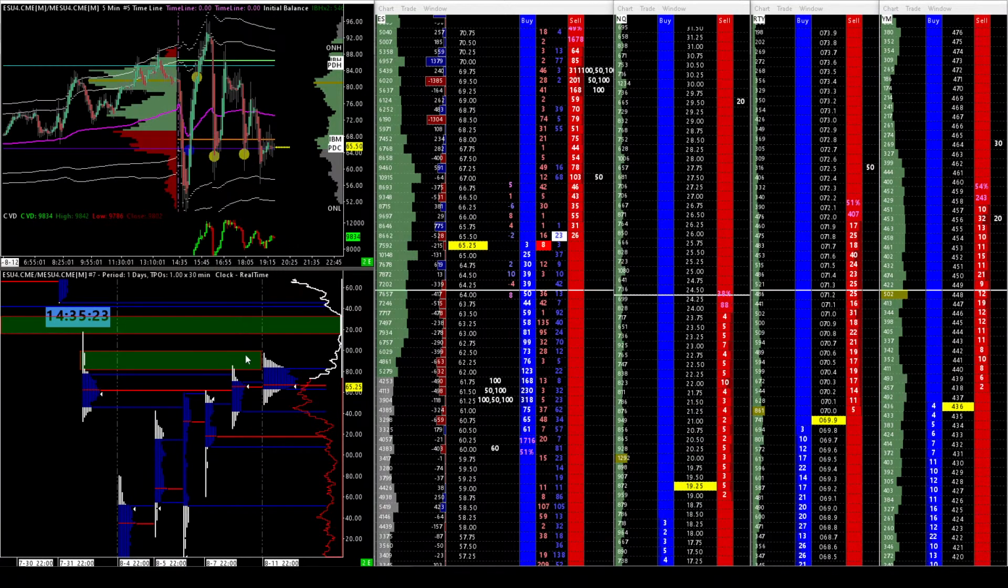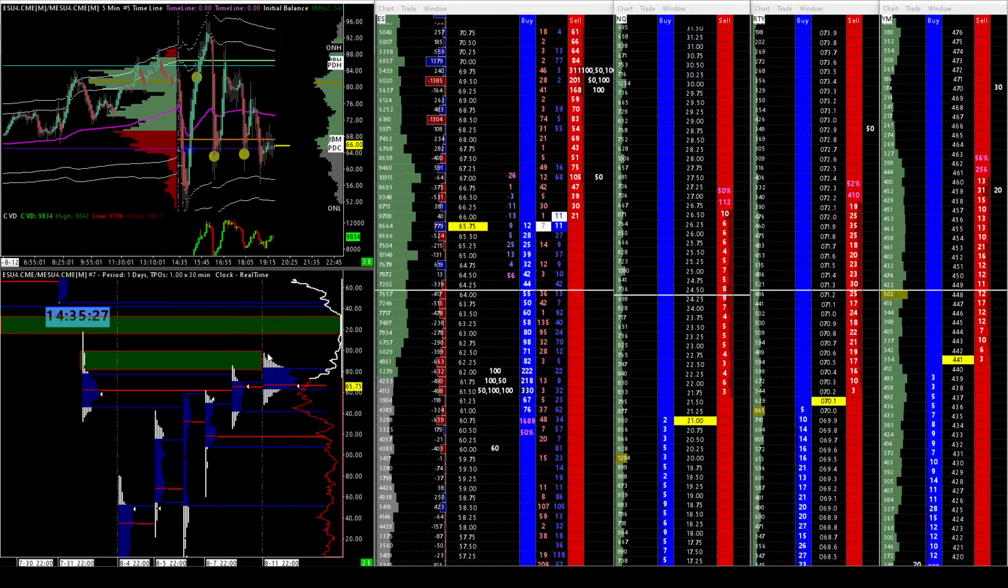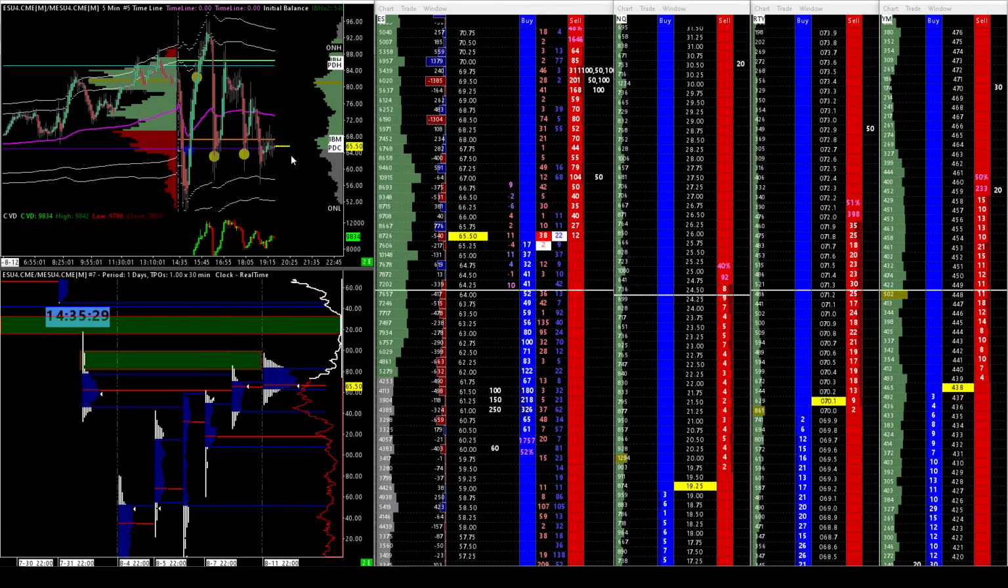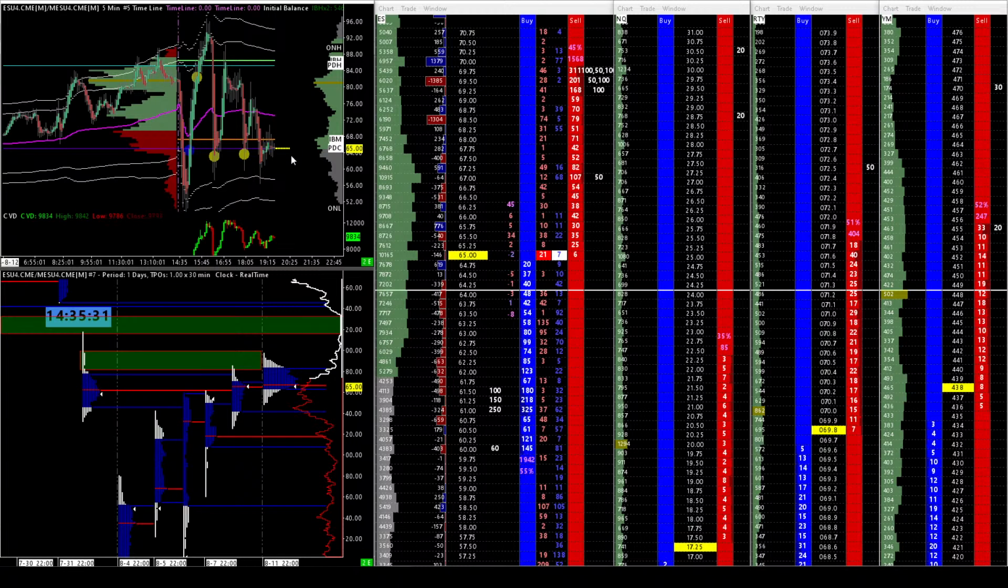so we flirted again with the gap area here, quite a key level, and we've now pulled in. Tomorrow's CPI is going to be fireworks.